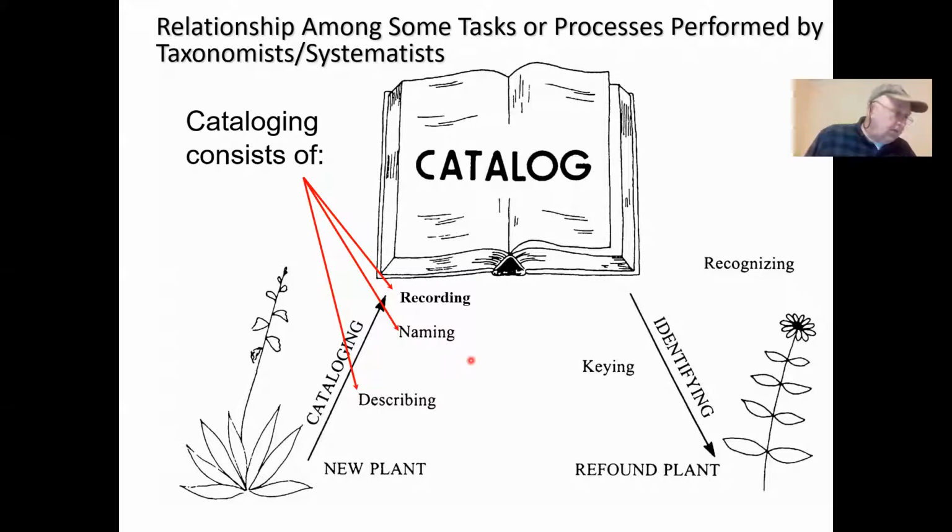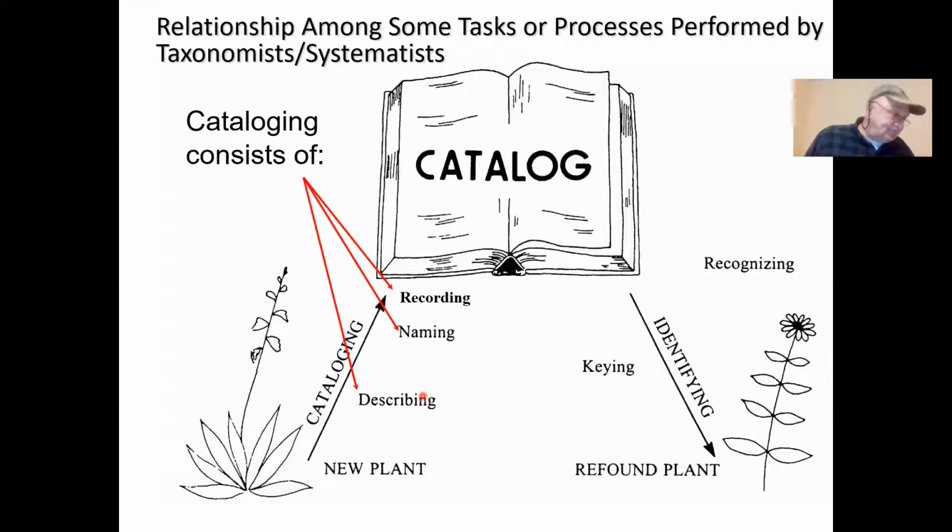Now, let's say that you're trying to identify a plant, and you determined after a lot of work that you don't know what it is. Then you'd consult an expert. Say you were looking at an agave, A-G-A-V-E plant. It's a large genus. And say you figured out it didn't fit anything, so you had to describe a new species. You'd have to go through this process of naming or cataloging, and after that, everybody else would know about it.